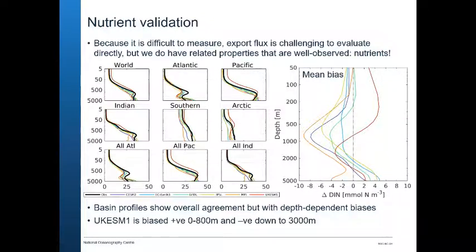This is just a very quick and dirty analysis. On the left-hand side, I've got a whole series of regions. The black plot is the observations, and the coloured lines are the various models. To simplify this, on the right-hand side I'm showing the mean bias for the models. You can see there's some commonality in patterns there, but there's also a divergence, and UKESM is, I'm pleased to see, one of the divergers. UKESM has an excess, so too much nutrient, which means too much remineralization in the upper water column, and not enough lower down. It has a reverse bias lower down, but the models are quite divergent on this point.